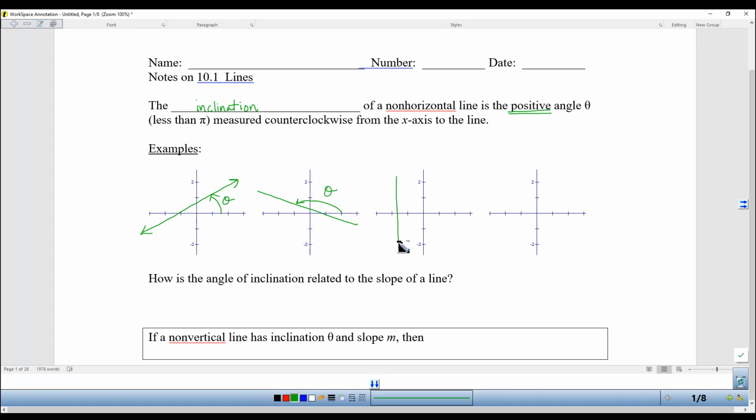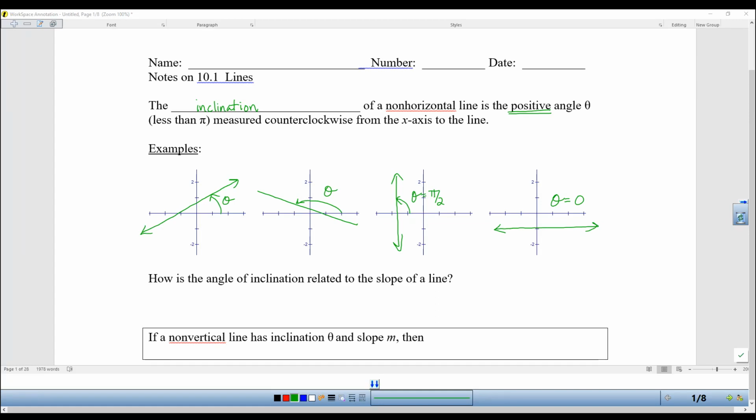If I have a perfectly vertical line, then it's the same and it'll always be pi halves. If I have a horizontal line, then the inclination is 0 because it doesn't have any incline at all.